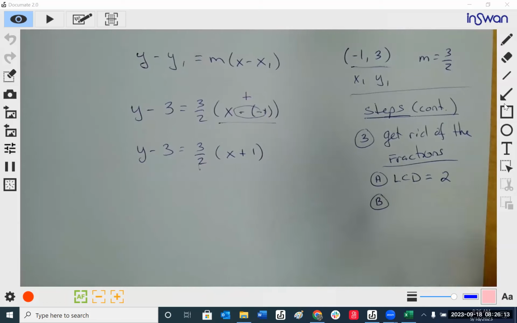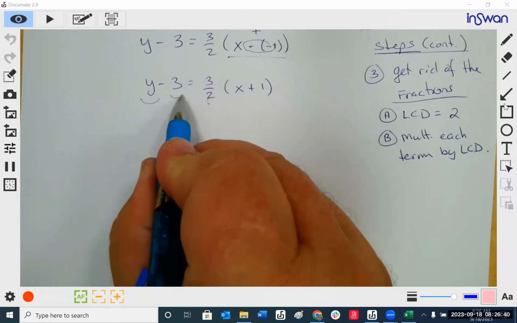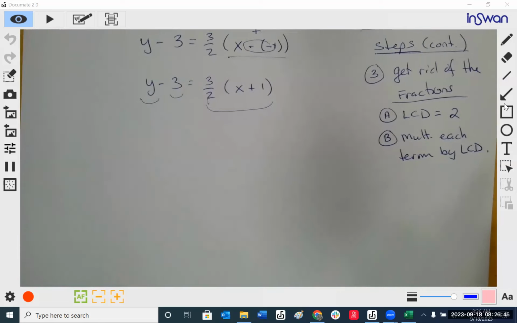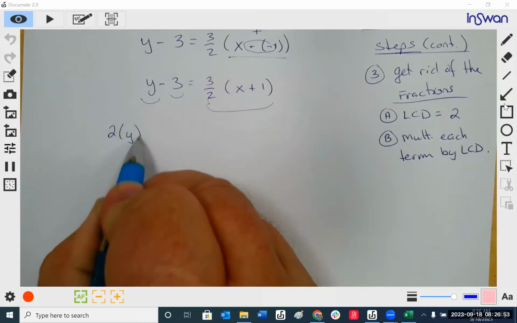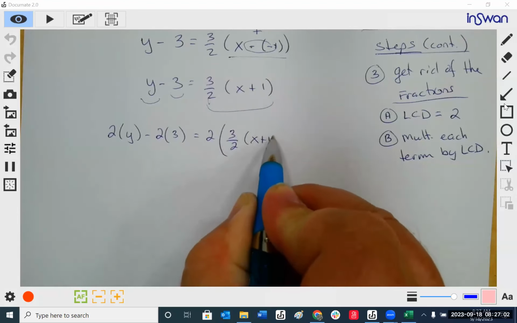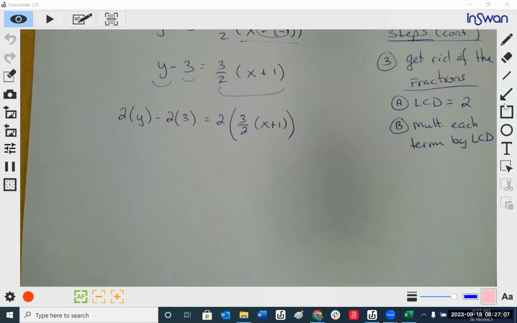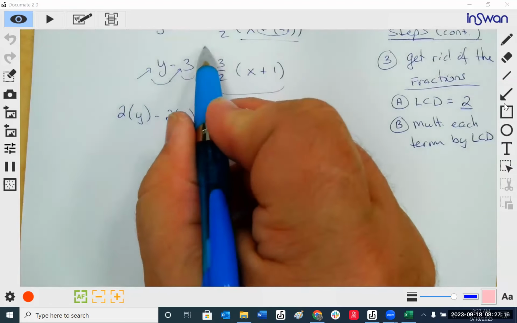What do we do with the LCD? Multiply each term by the LCD. Very good. How many terms do we have? Yeah, this is a term, this is a term, and this whole thing is a term. Remember, a term is anything separated by plus, minus, or equals. So basically, all we do is put the 2, the LCD, in front of each term. So all I did, I multiplied the LCD to each term. I just basically put it in front of each term.